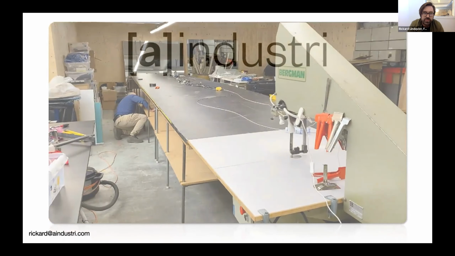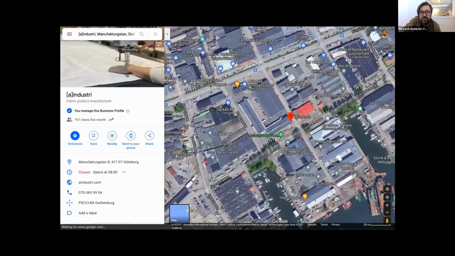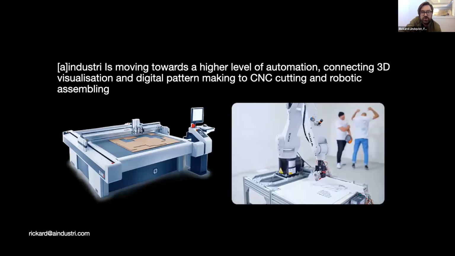We have 8 employees from 6 different countries, machinists from Eastern Europe and Syria and Iran, with extensive experience from the manufacturing industry in their home countries. We are located in Rickard in Göteborg, Sweden. And today we use the latest technology in 3D visualization, but the actual manufacturing is fairly traditional.